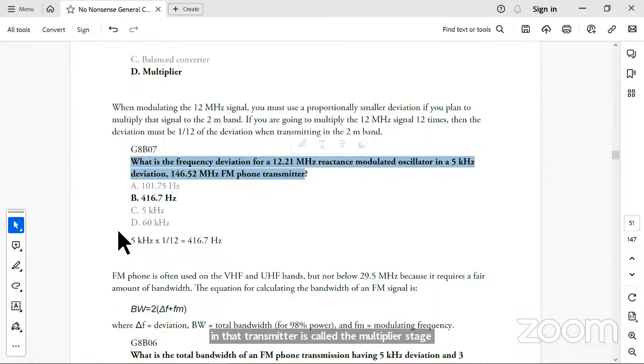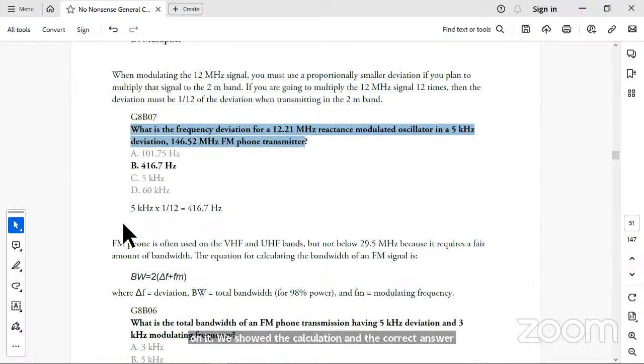What is the frequency deviation of a 12.210 megahertz reactance modulated oscillator in a 5 kilohertz deviation 146.52 megahertz FM phone transmitter? We did dissect this question and we did it as a worked example, so we didn't spend much time on it in the question pool review. We showed the calculation and the correct answer was 416.7 hertz. So please review that slide or the recording if you need to go back over how we got to this answer from this question.